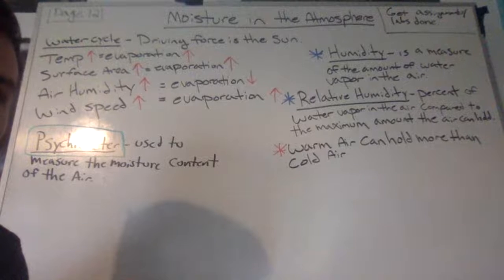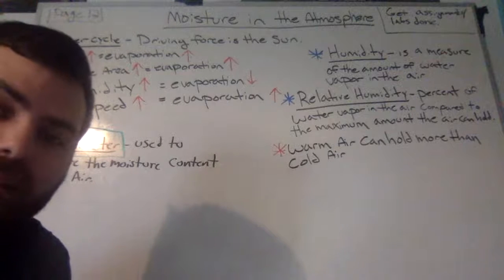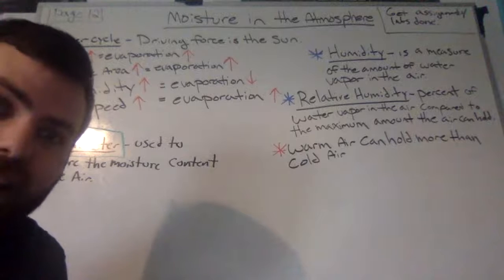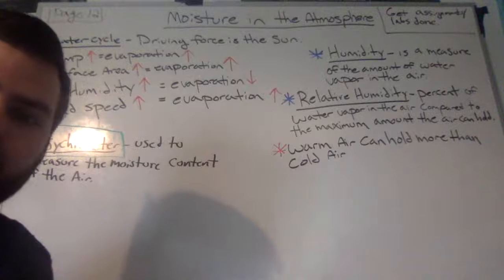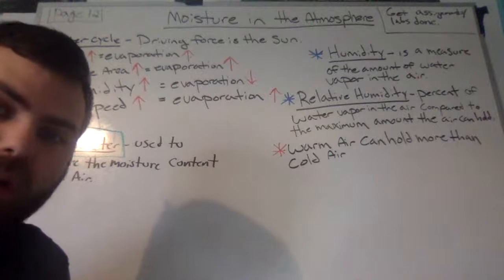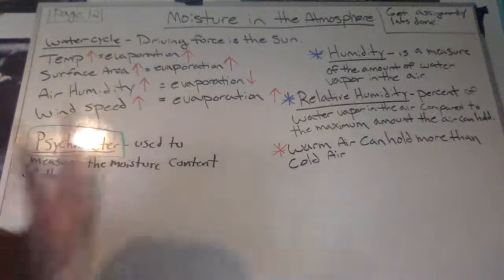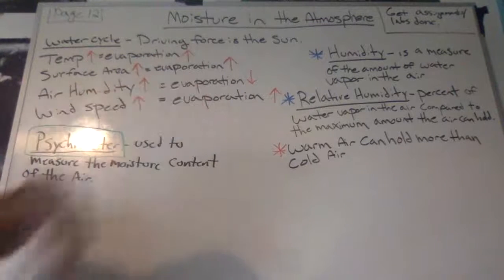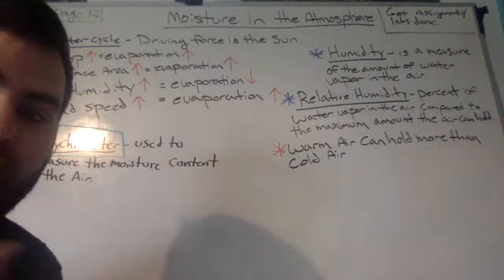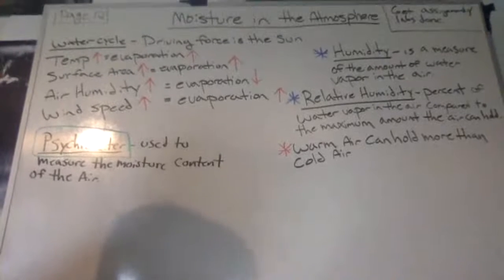So some of the things that we need to get out of the water cycle, with respect to weather, is evaporation, because we need to get moisture and water vapor into our atmosphere. And remember, pretty much all of our weather happens in the troposphere, which is our bottom layer. So to get water into the atmosphere, we need to have evaporation. There are 4 different things that affect evaporation. They're all in the slides, but I just want to go over it really quick.